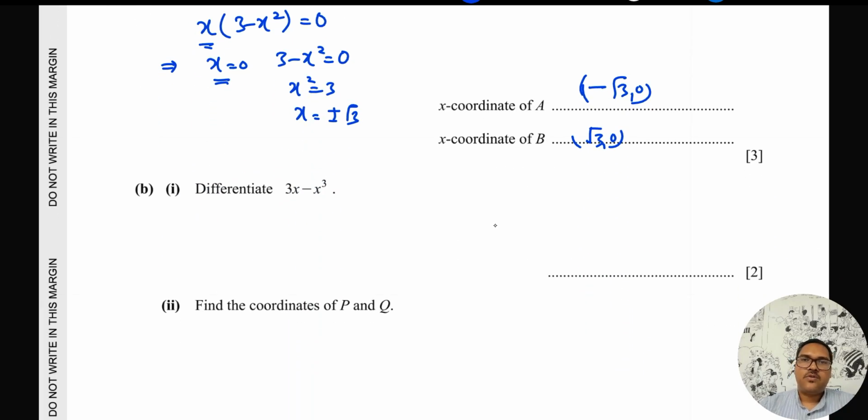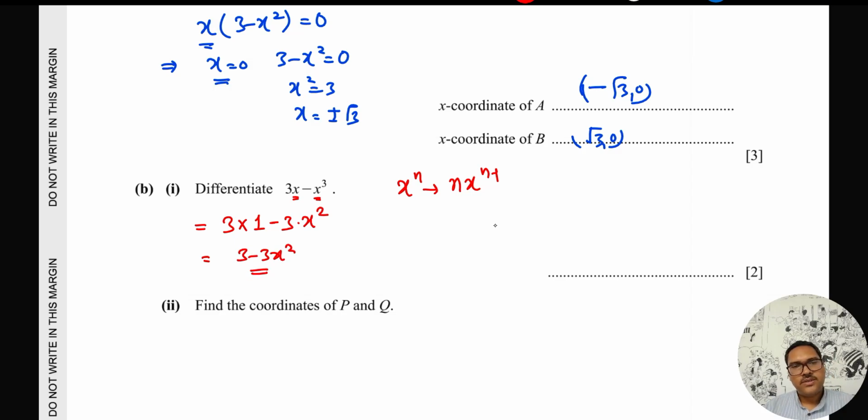Now you have to differentiate this. Now we know how to differentiate x raised to n. This is n x raised to n minus 1, and the constant remains the same, correct? So what is the differentiation? 3 will remain the same. The differentiation of x is, you can check, 1: x raised to 1 minus 1, which is x raised to 0, which is 1. And remember, the differentiation of x is equal to 1. And what is the differentiation of this? This is minus 3 x raised to 3 minus 1, which is 2. So 3 minus 3x square is the answer for this question. I hope this is clear, right?